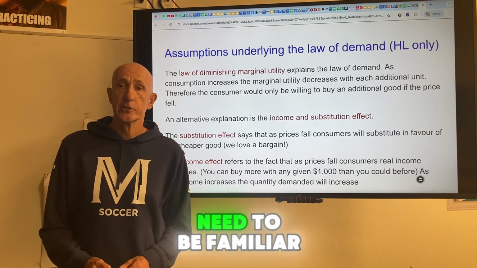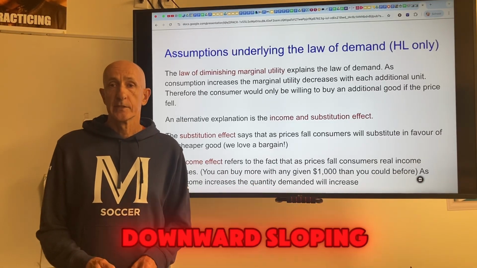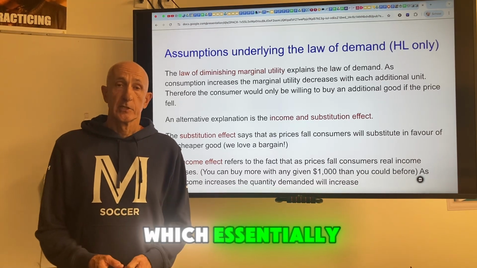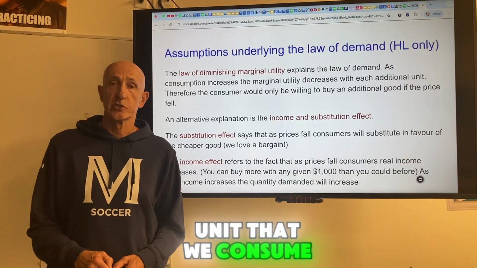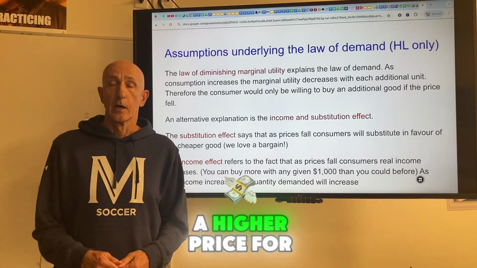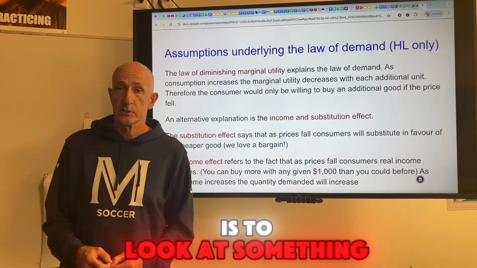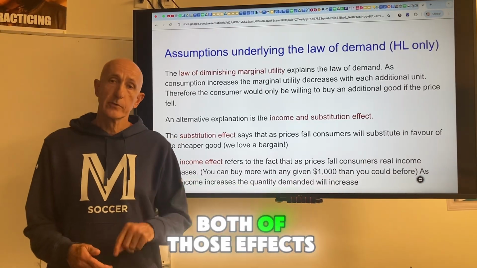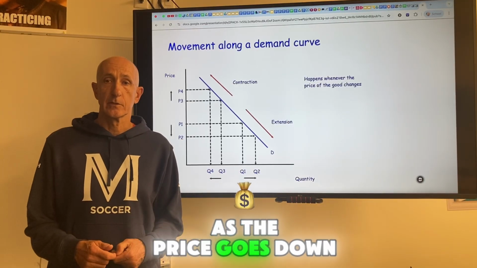We don't go into this in a great deal of detail. At higher level, students need to be familiar with a couple of reasons why the demand curve is downward sloping. One's called the law of diminishing marginal utility, which essentially means that we get less extra satisfaction from each unit that we consume, so we're not going to pay a higher price for subsequent units. And then the alternative is to look at something called the income and substitution effects, which again, both of those effects will encourage us to buy more of the good as the price goes down.